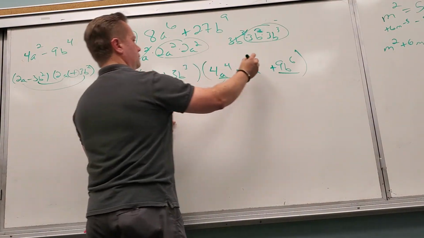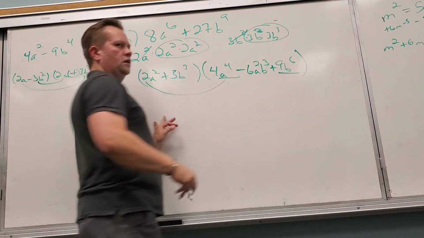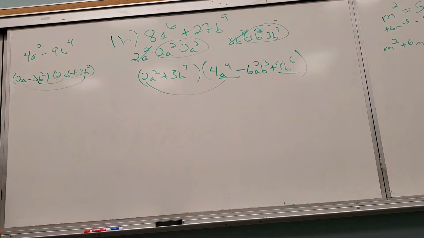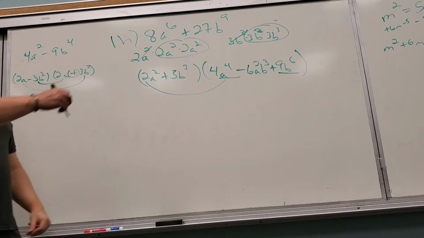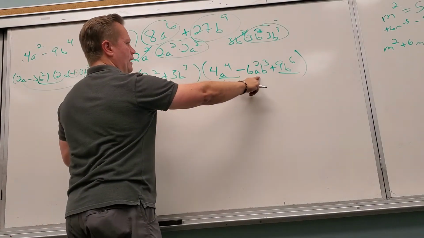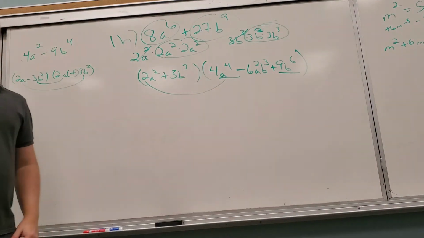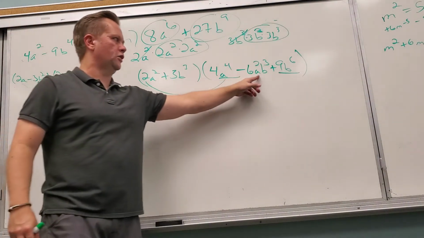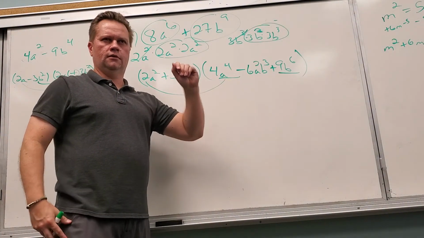a squared b cubed. That's the part that people don't really trust. But that's what makes all the extra stuff cancel. I only want two things to survive this. Without that, I get a lot of other terms I don't want to survive. So that guy kills all those extra little bits.